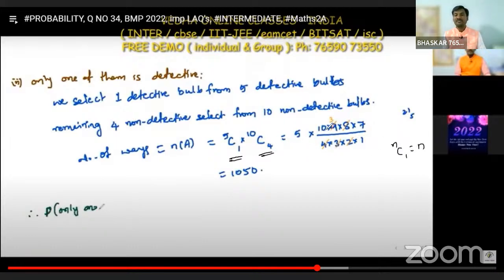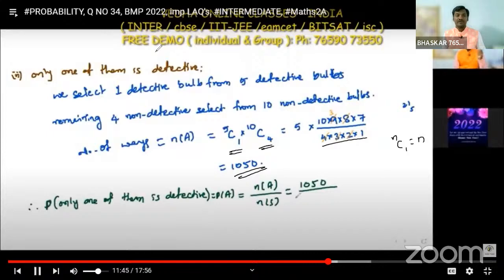And 10c4 is 10 into 9 into 8 into 7. We write the 4 numbers in descending order from the given number, with 4 factorial in the denominator. After canceling the terms, finally we get 1050. So here, n of S.